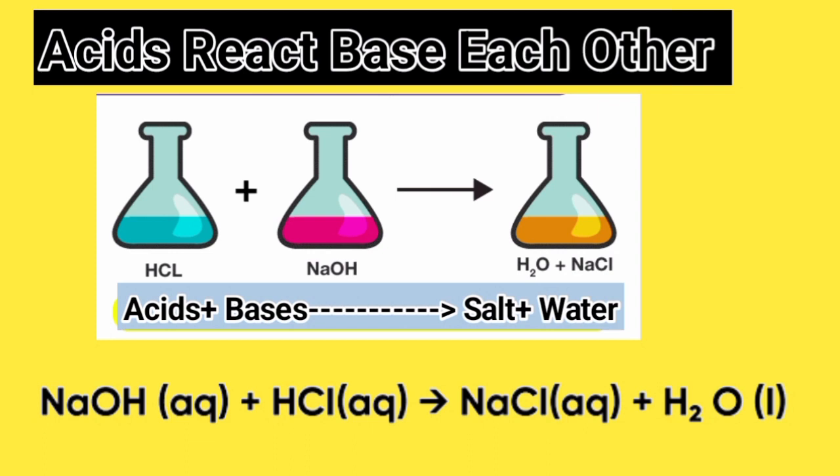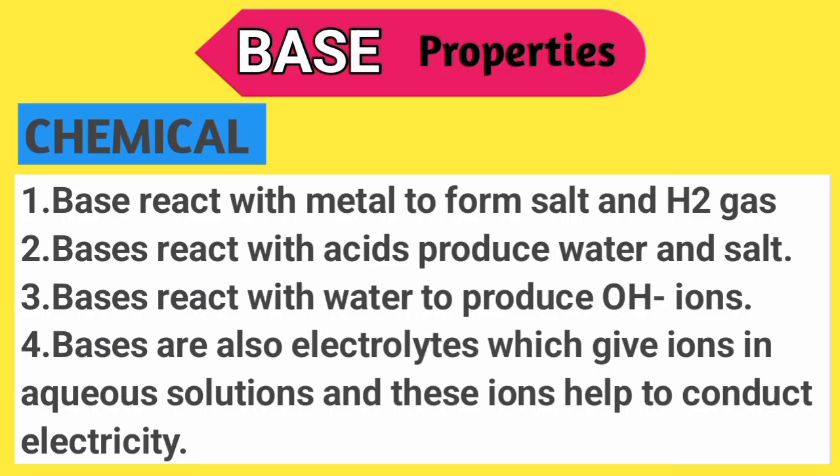Acids react with bases. Here, sodium hydroxide combines with hydrochloric acid to produce sodium chloride salt and water. This type of reaction is called a neutralization reaction. And next, another property: bases react with water to produce hydroxyl ions.